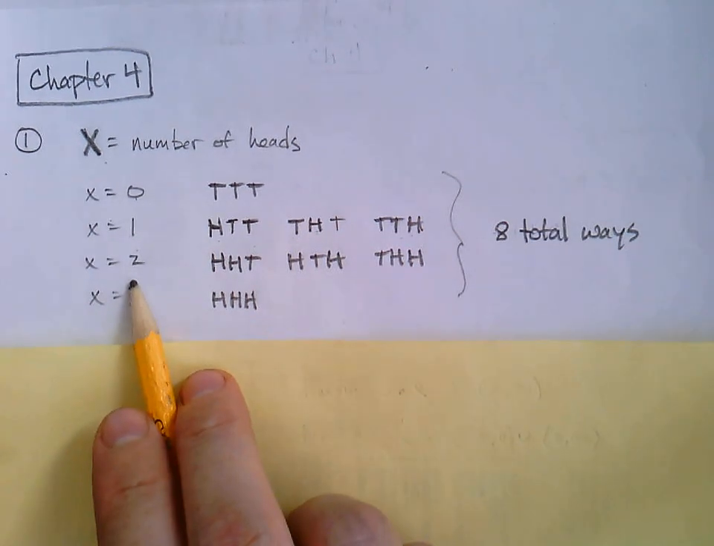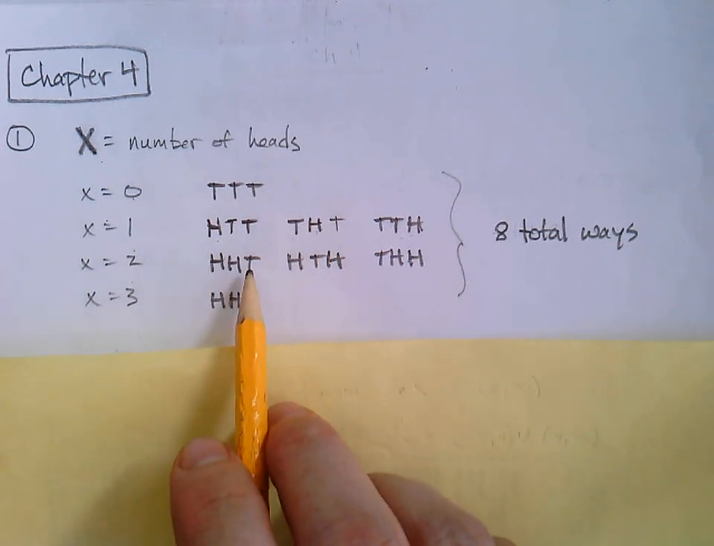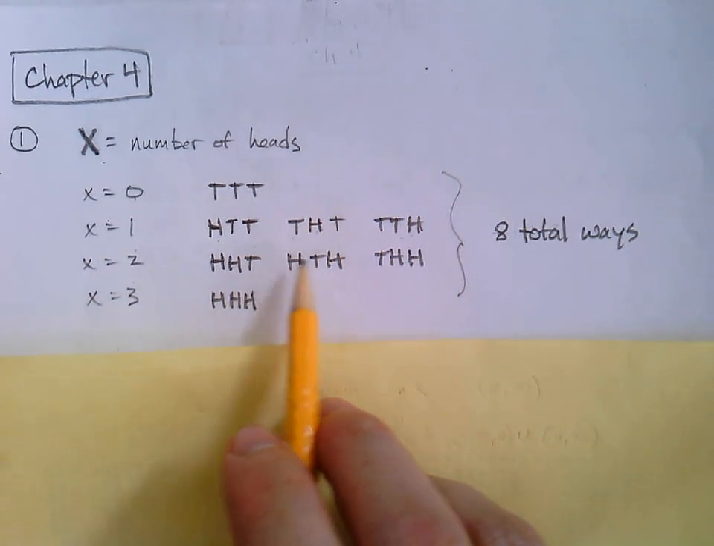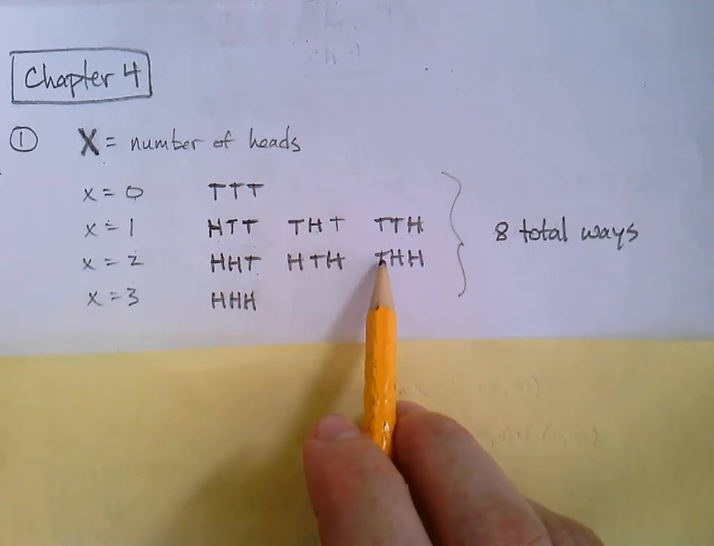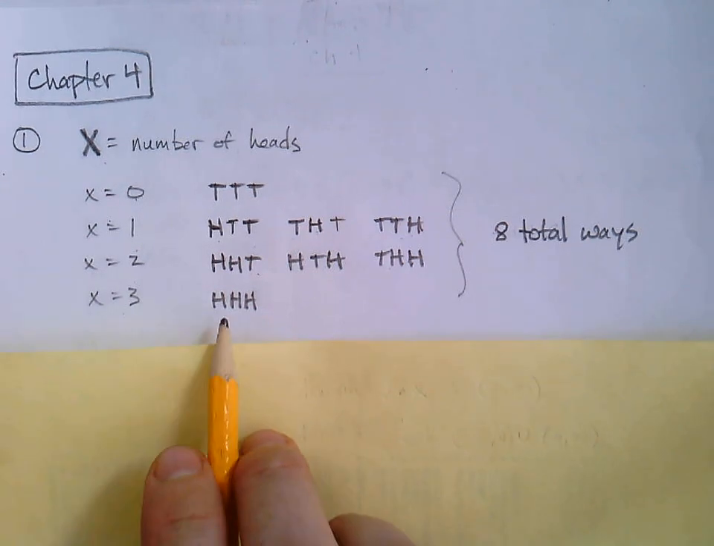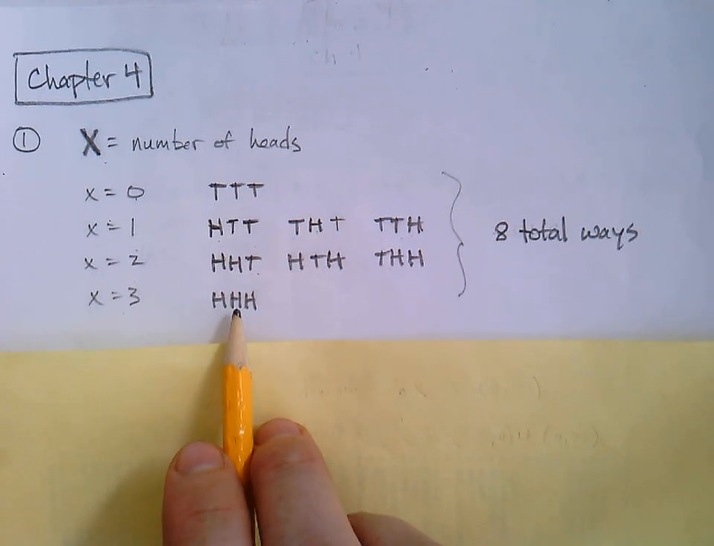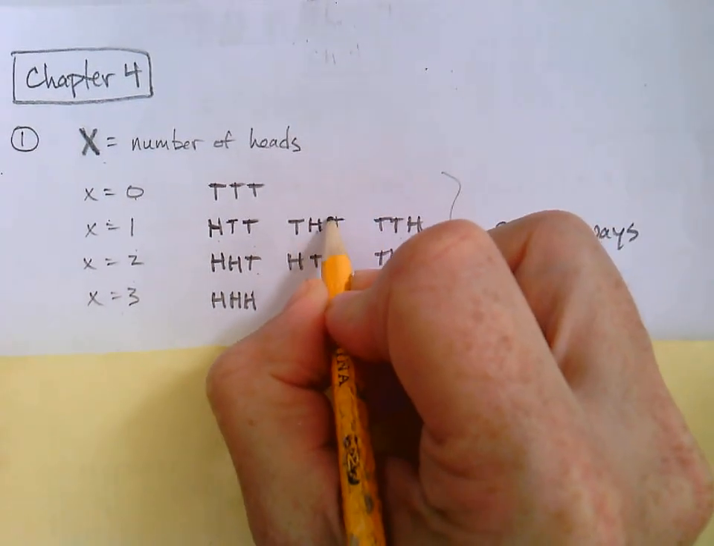We go to 2 heads, and it's kind of similar to the other one. You could even think of it as just 1 tail, right? So we got head, head, tail, head, tail, head, tail, head, head. All the ways you can get 2 heads. And finally, how many ways can you get 3 heads? Well, just 1: head on the first, head on the second, head on the third.